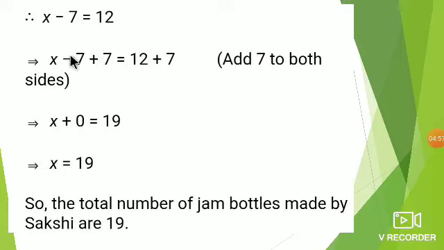Equating method again: x minus 7 plus 7 is equal to 12 plus 7. x plus 0 is equal to 19. Therefore, x is equal to 19. So, the total number of jam bottles made by Sakshi is 19. Two questions are asked. This is the answer of the first question, the number of bottles. Now, we have to find out the total weight of the jam.